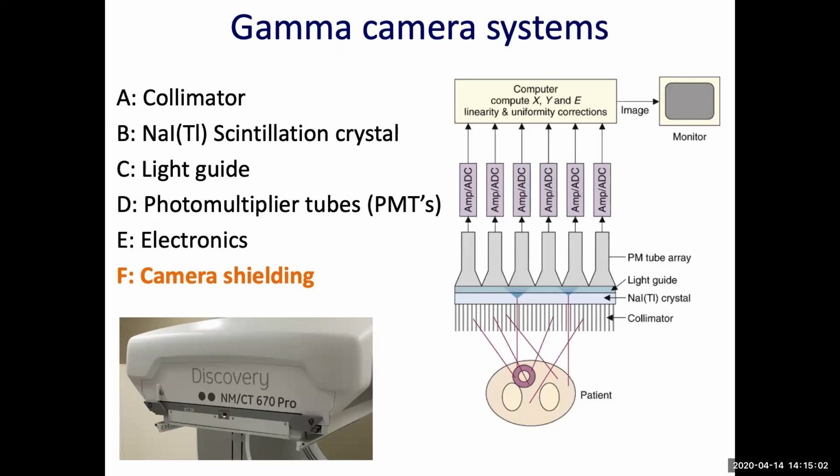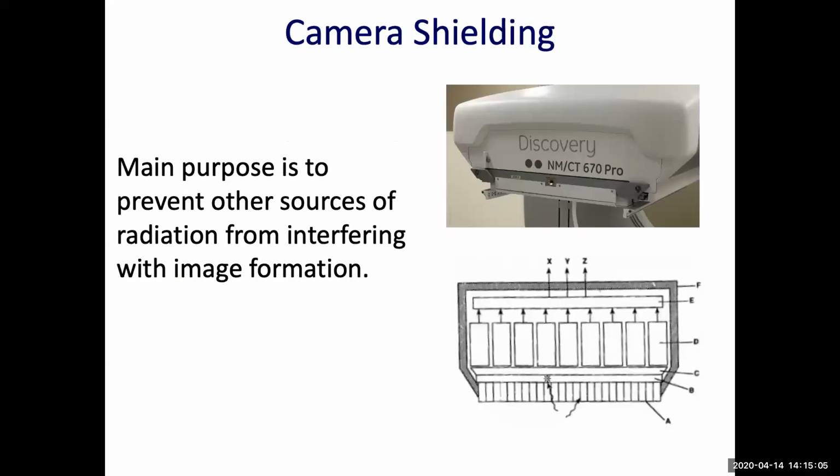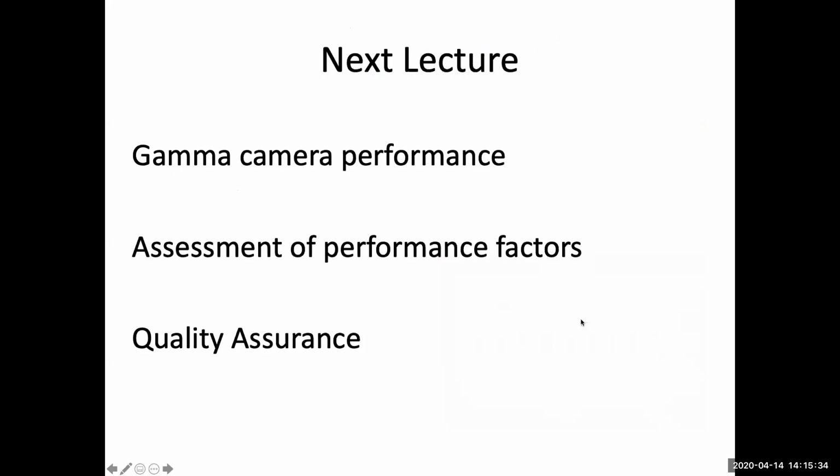The last component of the gamma camera is called the camera shielding. The camera shielding is the cap here on the detector. Its main purpose is to prevent other sources of radiation from interfering with image information. We need only the photons coming through the collimator to be detected. If we have a source here, we don't want this source to be detected by the head. So this is lead shielded to accept only the photons passing through the collimator and detected by the crystal and the other electronics here.